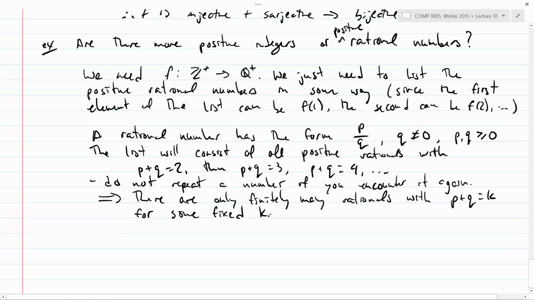If I asked you to list all rational numbers a over b such that a plus b is 5, how many are there? Or list them all. It's 1 over 4, 2 over 3, 3 over 2, 4 over 1. That's it. There's no more. Yeah?